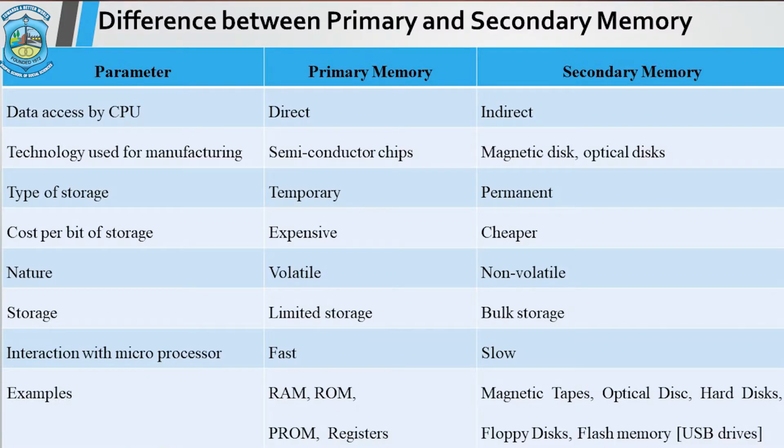Now let us see the difference between primary and secondary memory. If you see, the data accessed by the CPU is direct in primary memory, whereas it is indirect in the secondary memory.